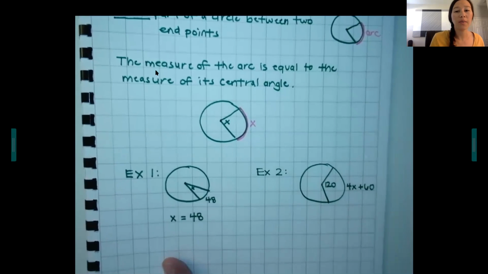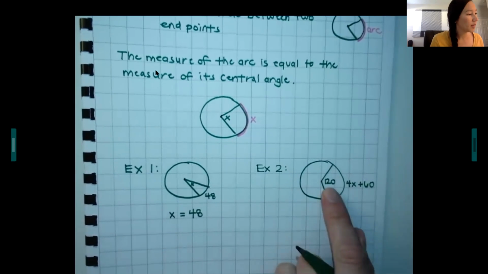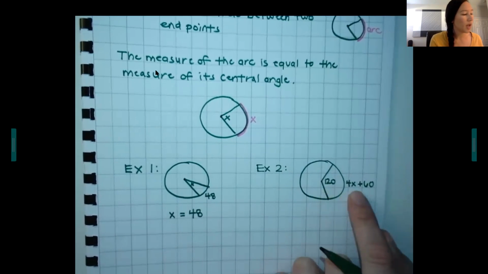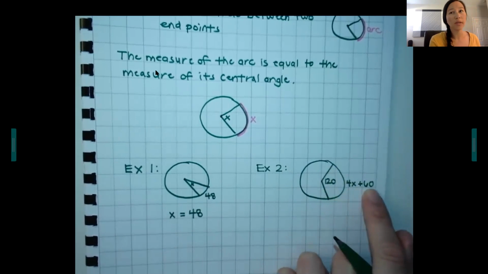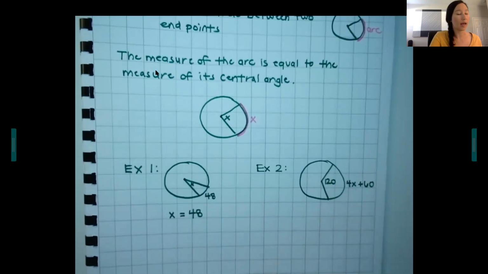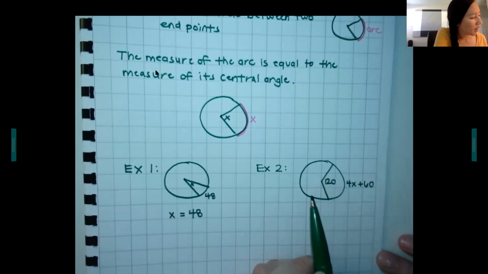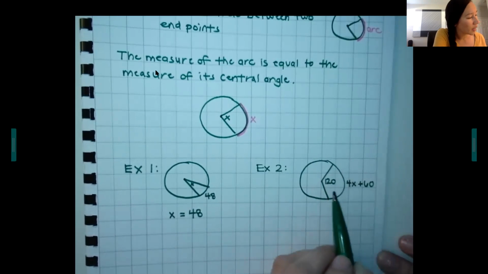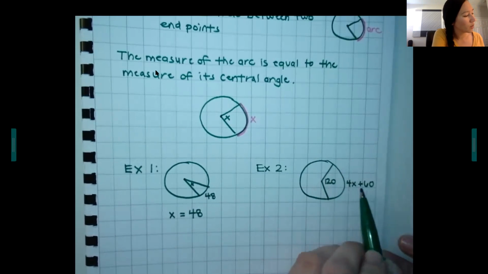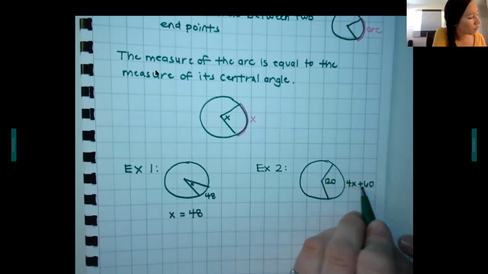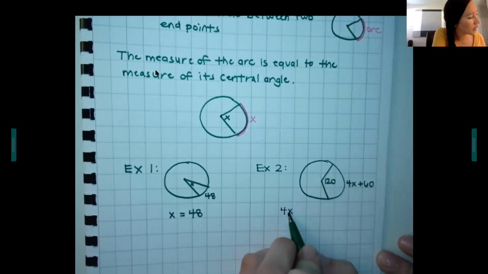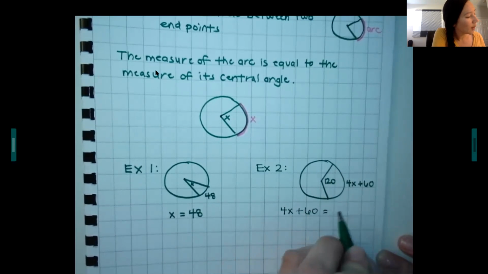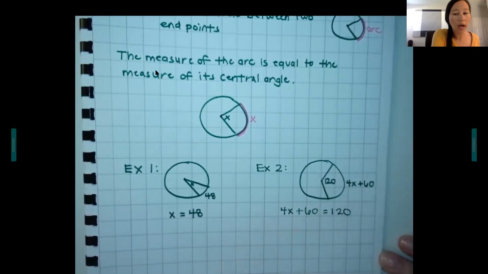Okay, then we have harder ones like this, where we know that the central angle is 120 and the arc is 4x plus 60, and we need to solve for x. So we know that the arc is equal to the measure of its central angle. So we'll just set up an equation. Then we know 4x plus 60 equals the central angle, which is 120. And then we have to solve for x.